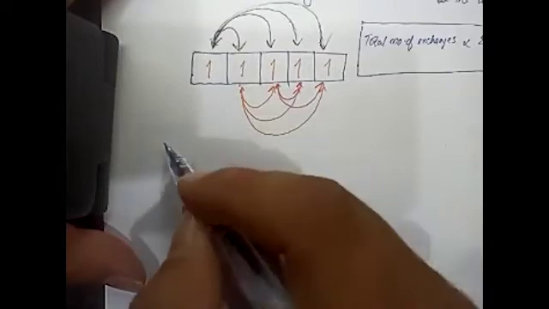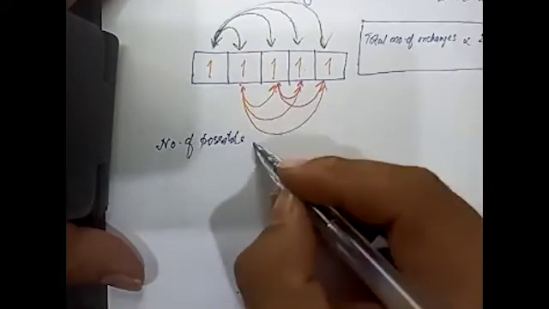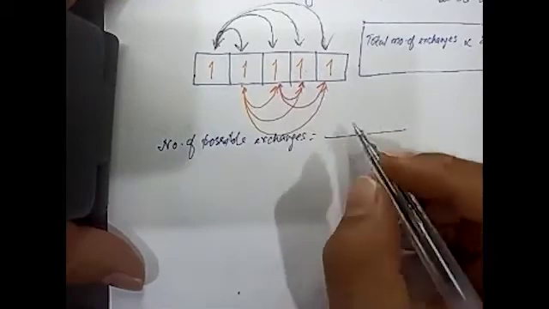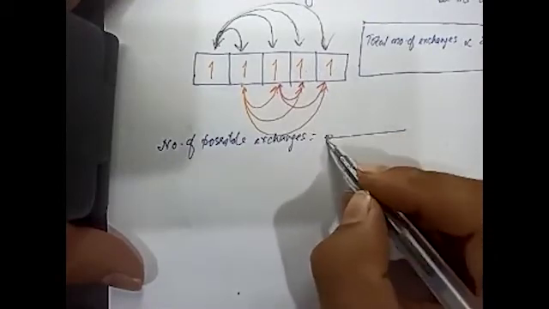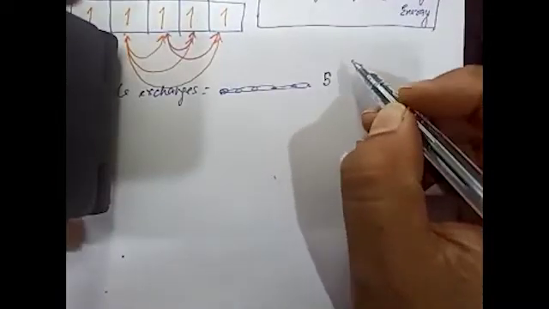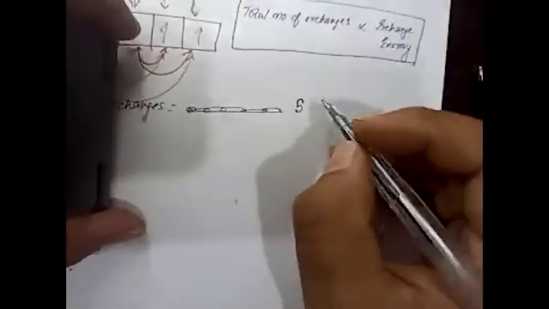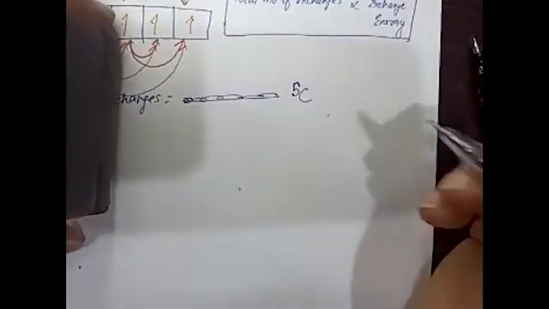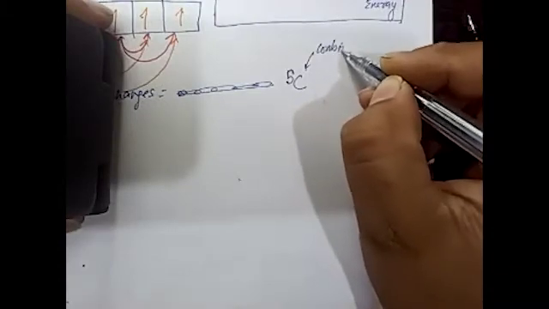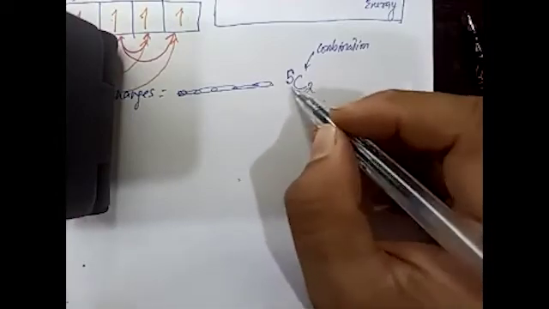Number of possible exchanges is equal to n C 2, where n is the total number of unpaired electrons. It is 5 over here. C is combination, so 5C2, because 2 at a time exchange.